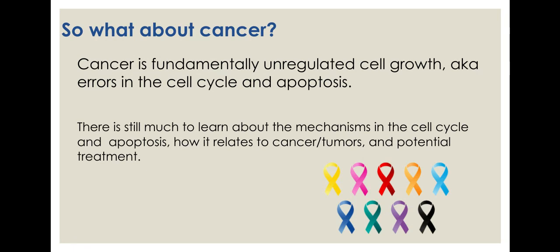So how does this play into cancer? Fundamentally, at the very basis, cancer is unregulated cell growth. So there are errors in that mitosis, in that cell cycle, and errors in the process of apoptosis. Of course, we all recognize now that there is still so much to learn about the mechanisms in the cell cycle, about the mechanisms of apoptosis, and how that relates to cancer and tumor growth, and how we can sort of hack these or utilize these as potential treatment.